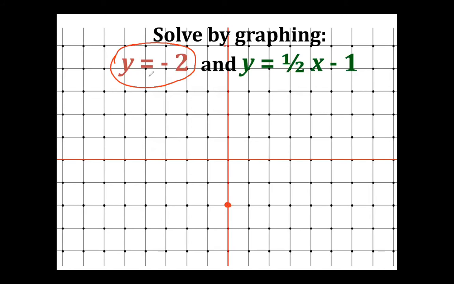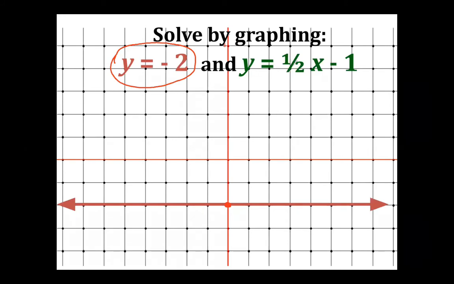This actually goes back to chapter 2, so if you find that you're having trouble recalling any of the methods we use to graph linear equations, make sure to reference my chapter 2 videos. So I'm going to go ahead and draw a horizontal line here at negative 2 on the y-axis, and there is your line. Now you can go ahead and graph your other equation.